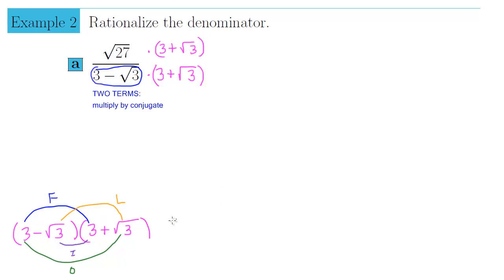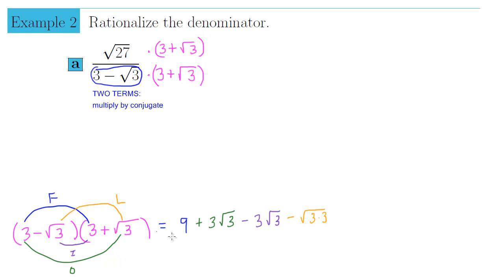First we do 3 times 3, which is going to give us 9. Then we do 3 times root 3, which is going to give us plus 3 root 3. Next we have to do the inner terms, which is negative root 3 times 3, so minus 3 root 3. And then finally we do the last terms, which is negative root 3 times root 3. If you multiply underneath the radicals, that's going to give you negative 3 times 3.